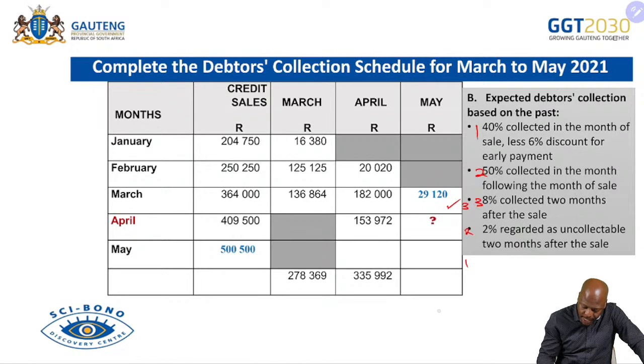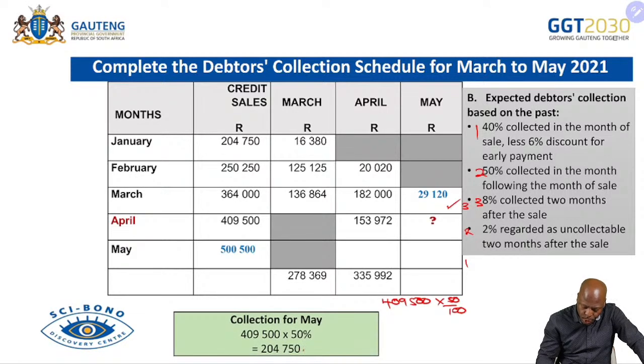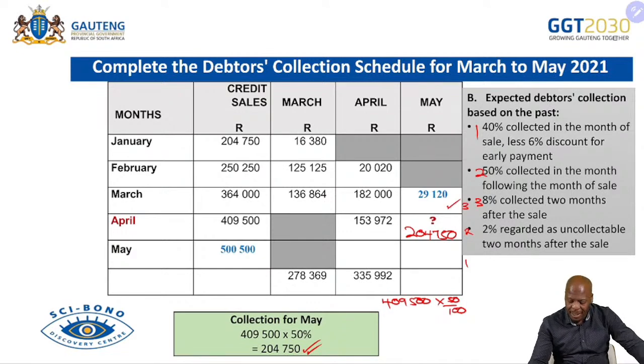So how do I do that? I'm going to come here. I'm going to have my 409,500. Then I'm going to say multiplied by 50%. And then you're going to get your 204,750. So I'm going to come here and put my 204,750 over there. All right. So now we're left with the last one, which is the month of May.